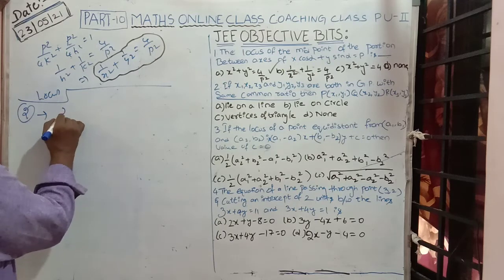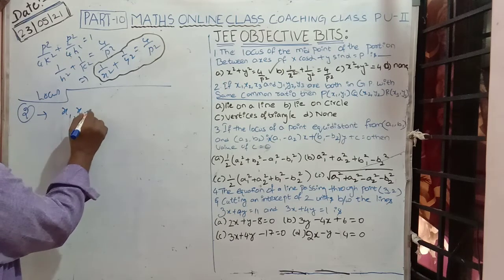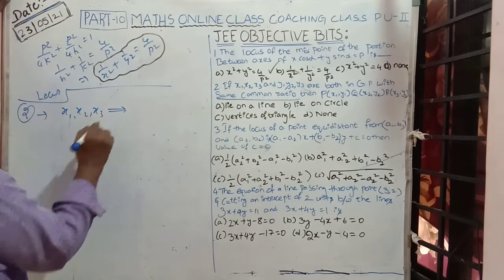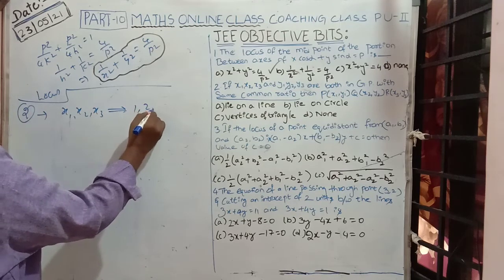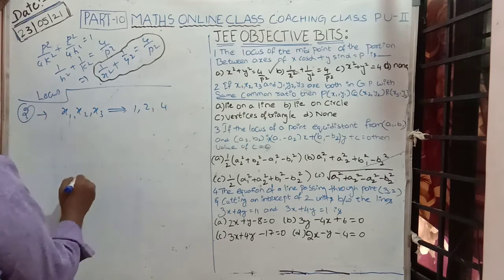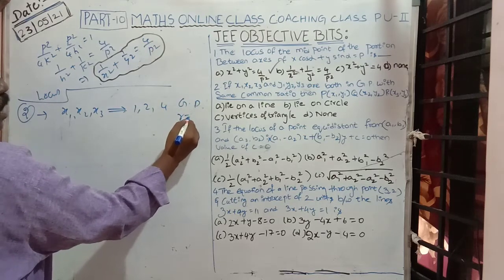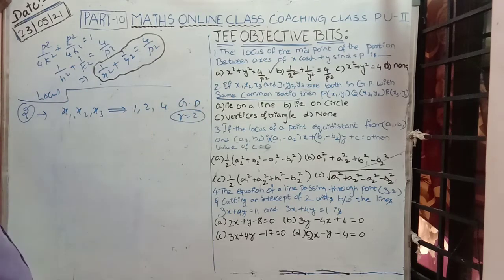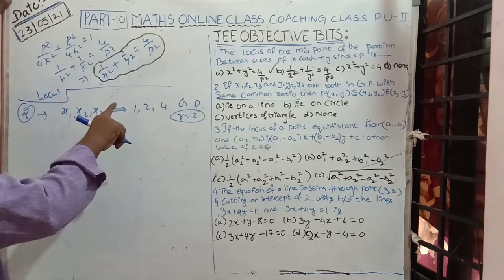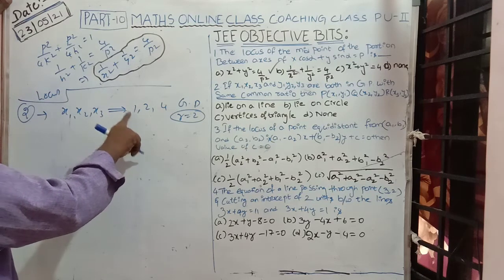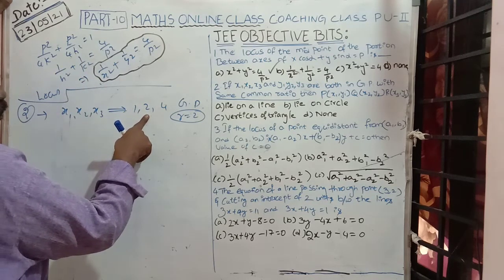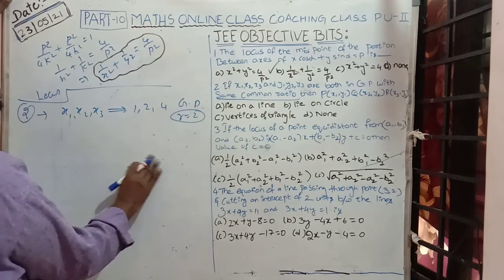You see, observe it. It is the second one. We are given x1, x2, x3 in GP. I assume it is 1, 2, 4. Will you agree? It is a GP with r equal to 2. 1 is the first term, multiplied with the common ratio 2: 1 into 2 is 2, 2 into 2 is 4.